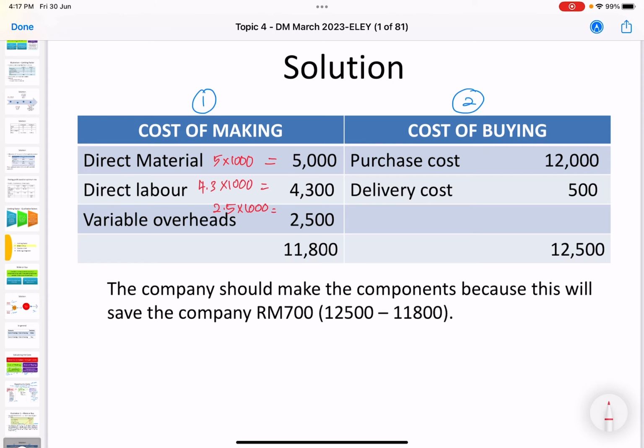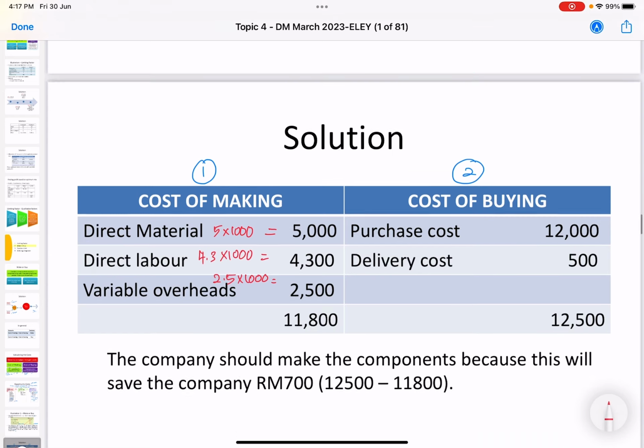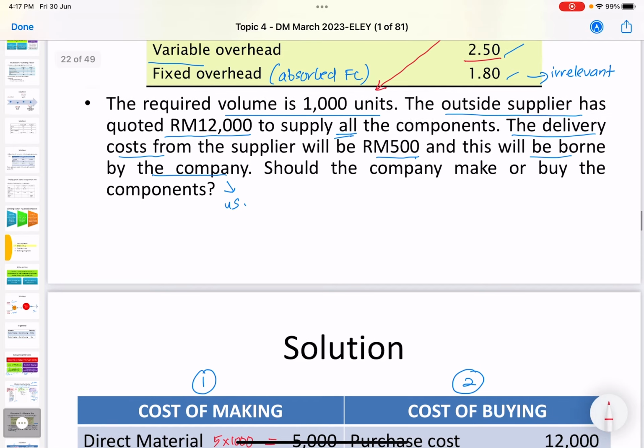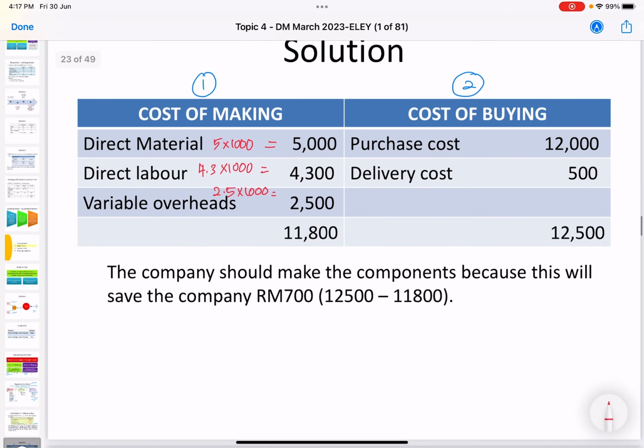Now, is there any additional fixed cost? Not mentioned here at all. Is there any opportunity cost? Not mentioned. So therefore, we only have to consider the variable cost of making. All these three are variable costs. So the variable cost comes up to 11,800.